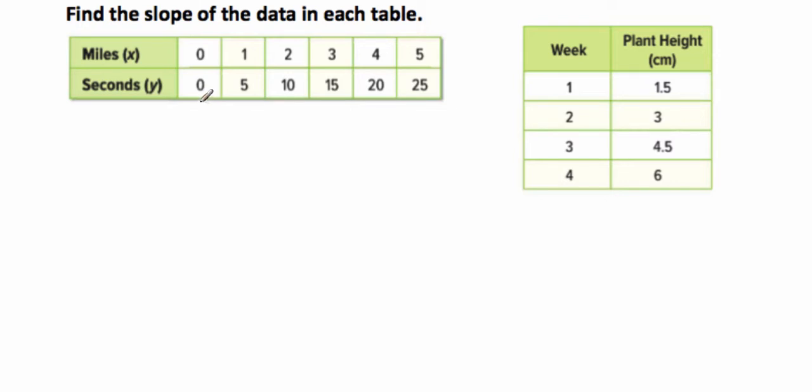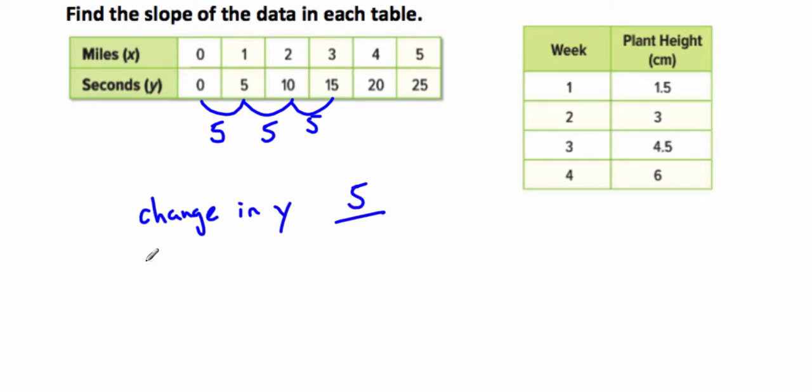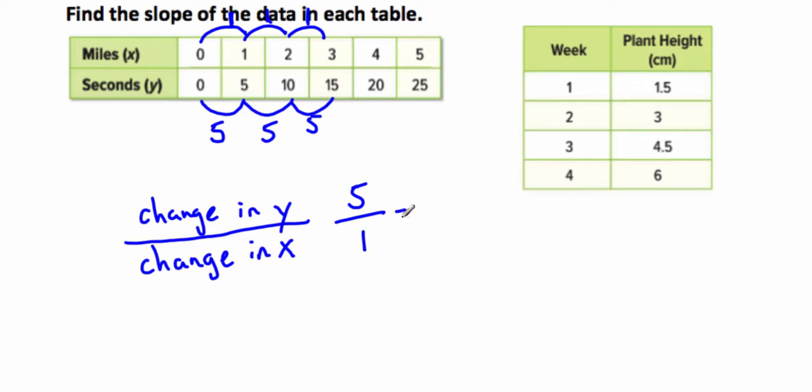So look at the y. How much is it going up by each time? Well, it's going up by 5. So the change in y is 5. Then the change in x. Remember, it's always y over x. Rise over run. Well, here it's just counting up by 1s each time. So 5 over 1, or just 5 for our slope. Remember, m is always used to represent slope.